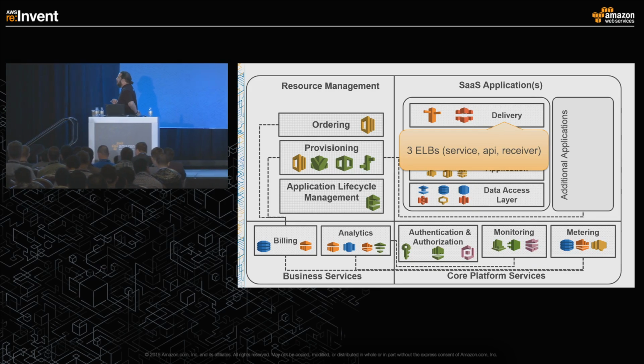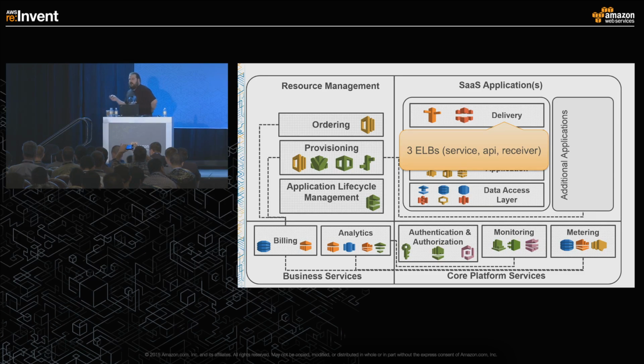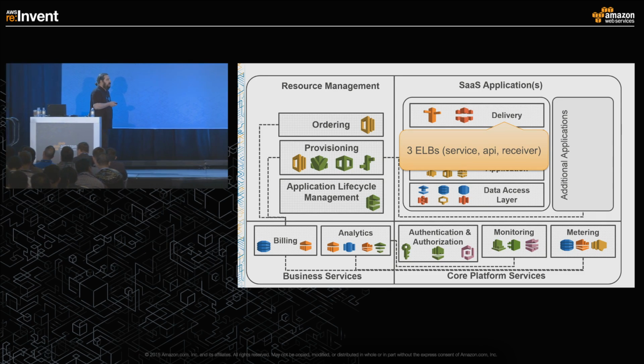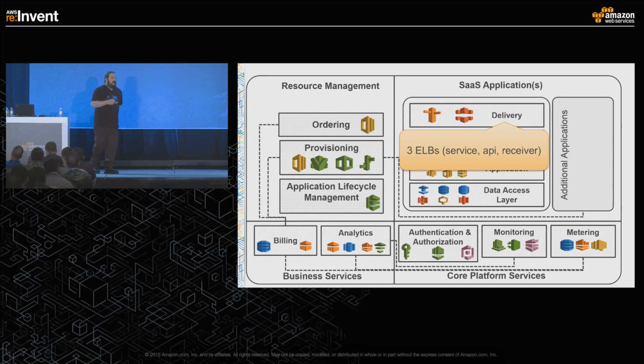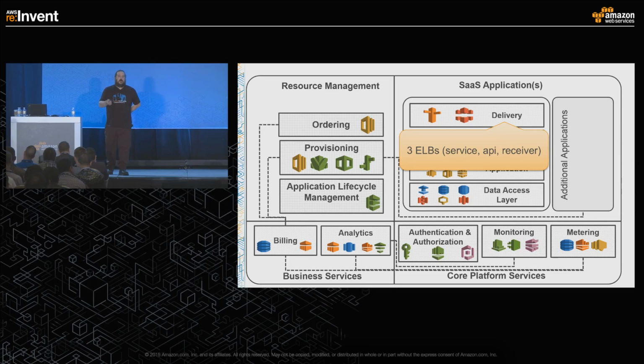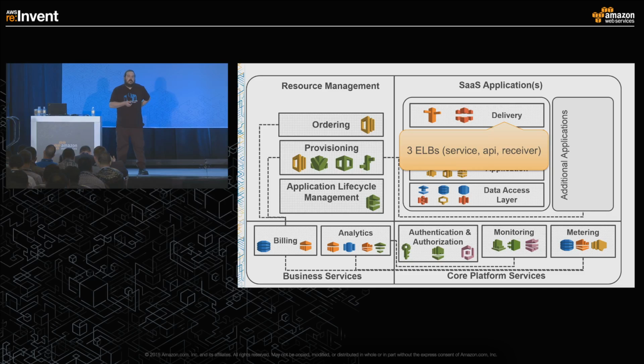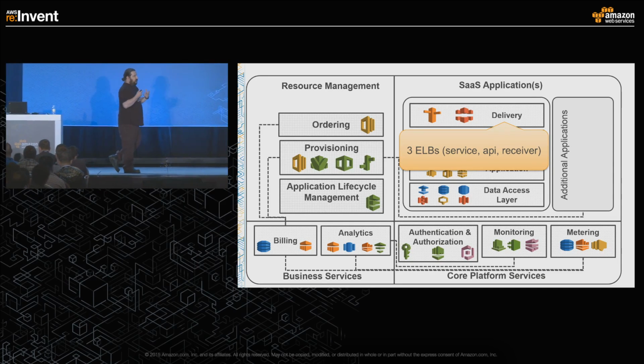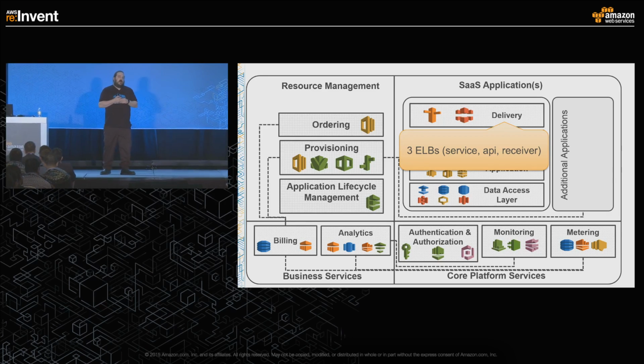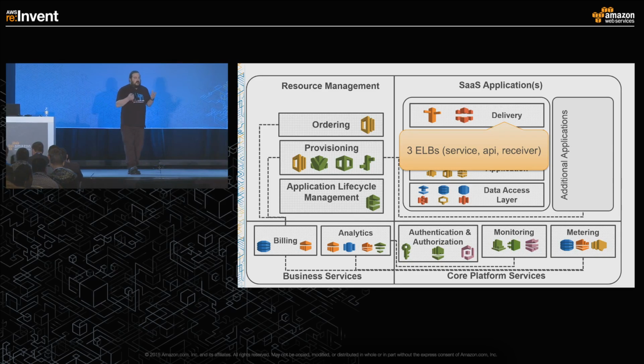So we use ELB, of course. In our case, we have 3. One for service, which is the API that our user interface talks to. Then we also have a published API. That's another ELB. And then ultimately, of course, we need to ingest all of this data. And that's a bank of what we call receivers. And those are behind ELBs as well. So that's pretty obvious.